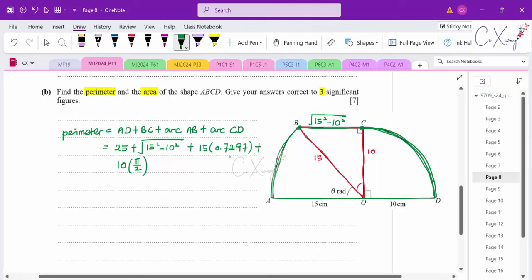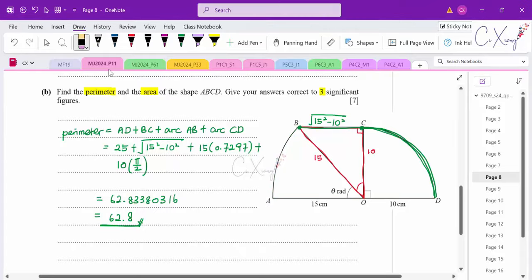Okay, then after you write out everything here, you just try to get the answer. So if you press the calculator, by right, you'll be getting an answer like this. It's a long value. Then the question already asks us to correct it to 3 significant figures. So your final answer should be 62.8. So that's how we calculate the perimeter.